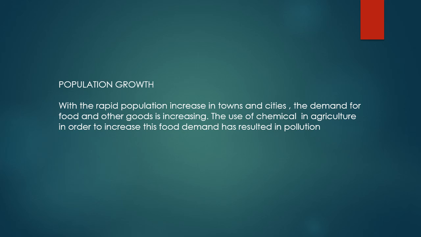Population growth. With a rapid population increase in towns and cities, the demand for food and other goods is increasing. The use of chemicals in agriculture in order to increase food production has resulted in pollution. So when you have the high demand for food, agriculturalists tend to apply chemicals on the food crops so as to fasten the growth, and this leads to environmental degradation. Population growth as a consequence is one of the causes of environmental degradation.